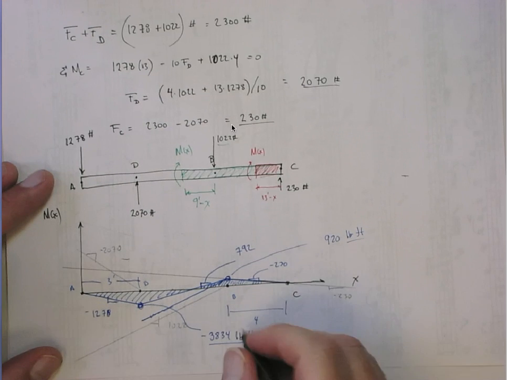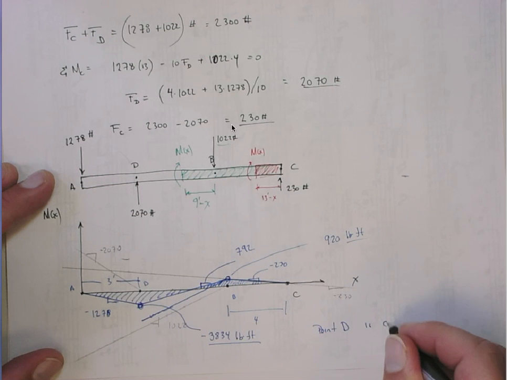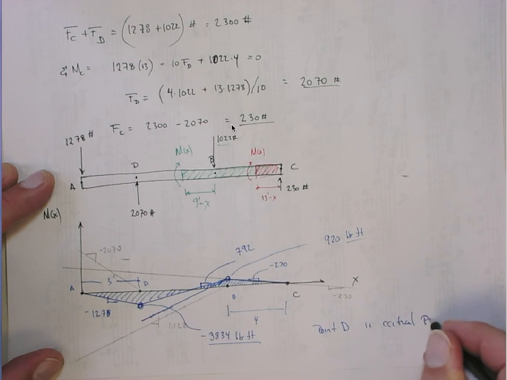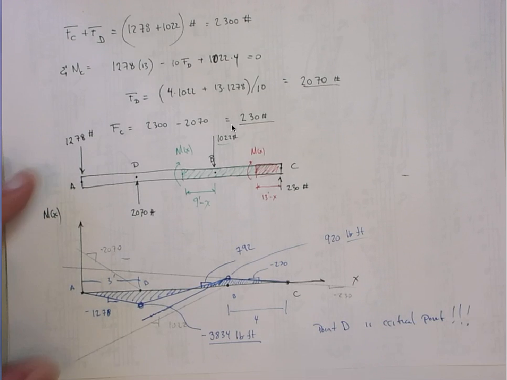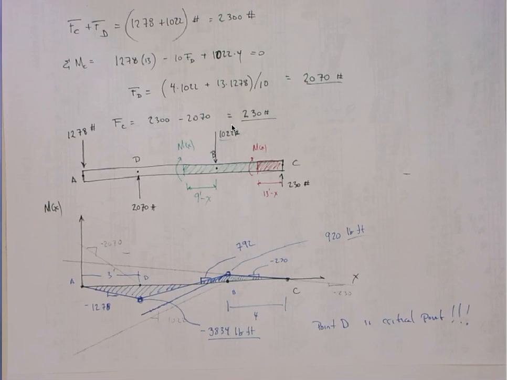But from here, you're going to see that point D is the critical point. That's where the maximum stress is going to occur, because that's where the maximum bending stress is going to occur. The bending moment, excuse me. All right. So that's step 1.